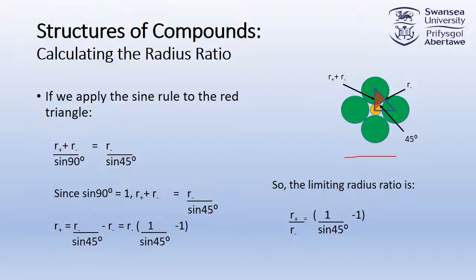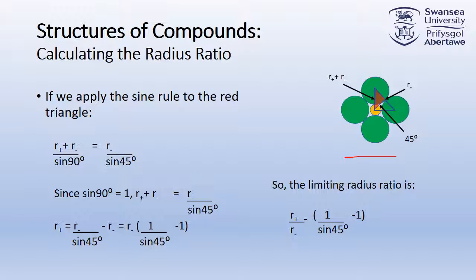What we know from the sine rule is that for any triangle with side lengths A, B, and C and opposite angles A, B, and C, we have A over sine A equals B over sine B equals C over sine C. Okay, so we can apply this to this situation. For our bigger triangle, we have the sum of our anion and cation radius over sine 90, and that equals the radius of our anion over sine 45 of the smaller triangle.